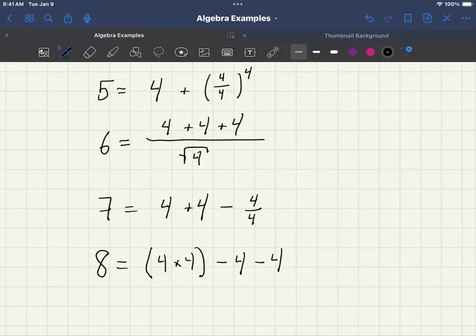All right, so those are our solutions for the 4 fours problem for 5 through 8. See if you can work through 9 through 12. Feel free to put anything you want in the comments as far as solutions that you find. Remember, there's not always only one solution for these.